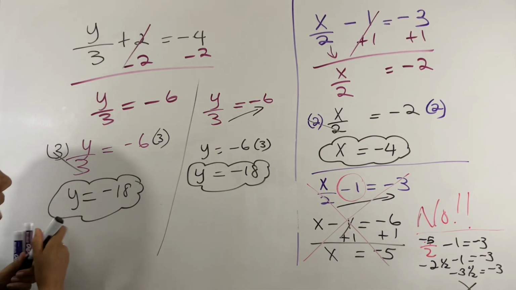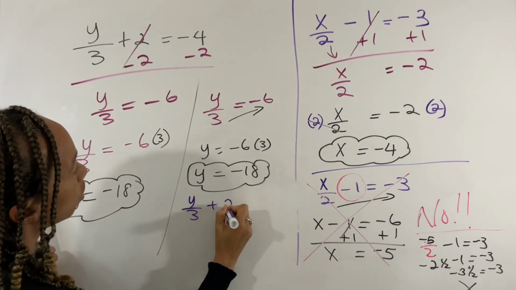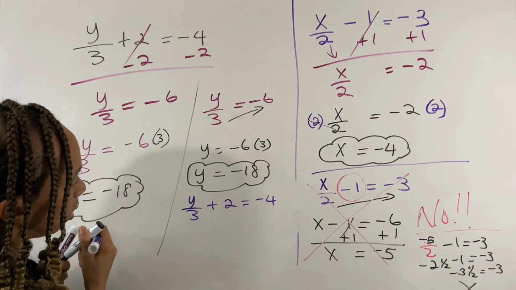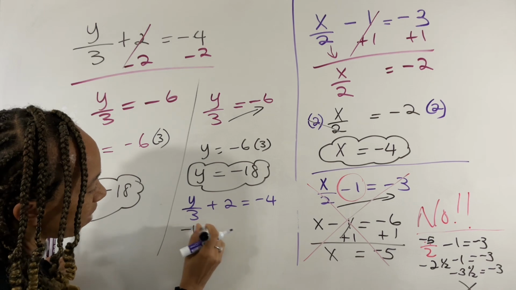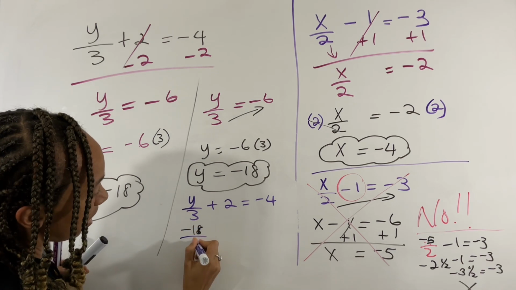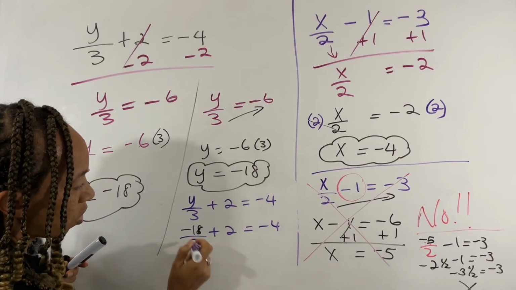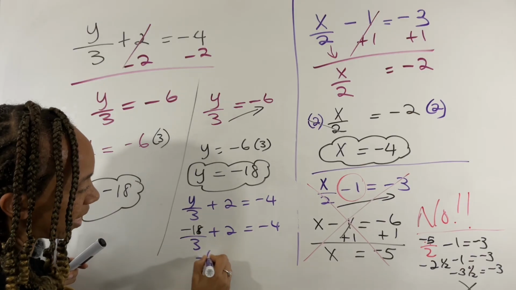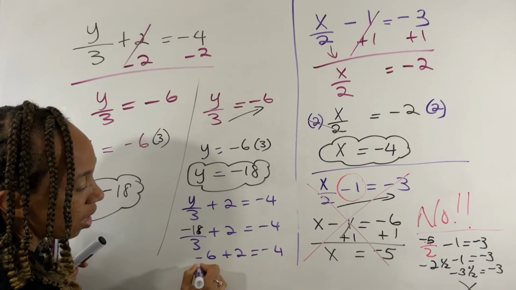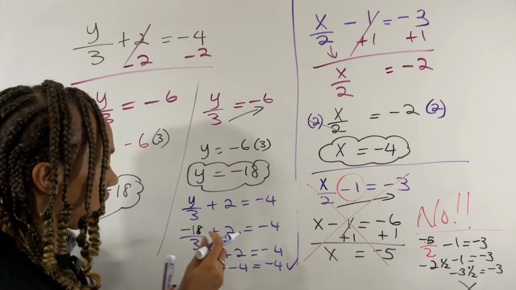And you can go back and check as usual, y divided by 3 plus 2 equals negative 4. And wherever you have y, you're going to substitute it with negative 18. And that negative 18 divided by 3 plus 2 equal negative 4. So you simplify this, which is negative 6 plus 2 equal negative 4. Do not stop here. Negative 6 plus 2 is negative 4 equals negative 4. And yes, that is your correct answer.